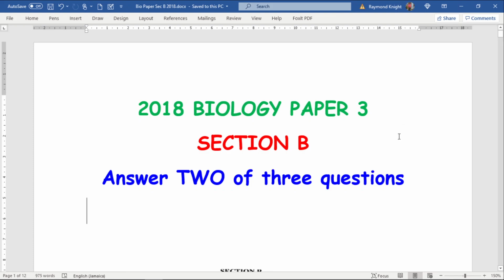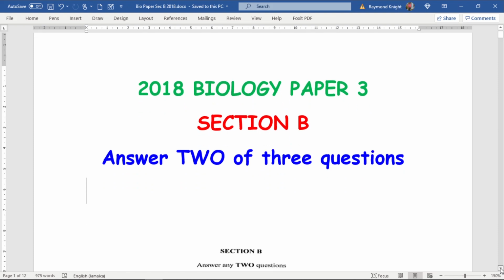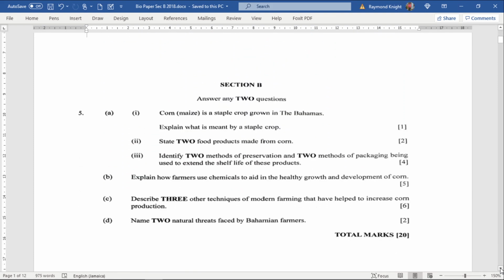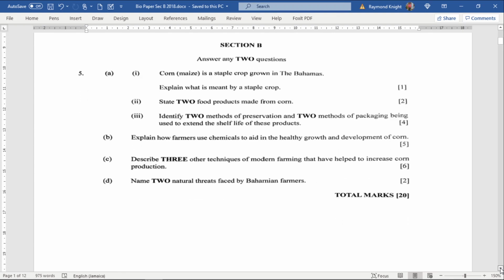Now we're looking at section B. Again, you're going to answer 2 questions of 3 questions. Again, read through all the questions carefully before you start answering. In the interest of time, I've typed this up, so it's going to be easy to just run through and save us some time. The first question, again, each question is worth 20 marks, and so let's do this in pieces.